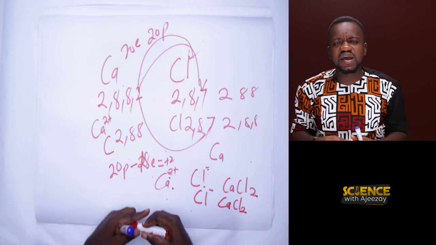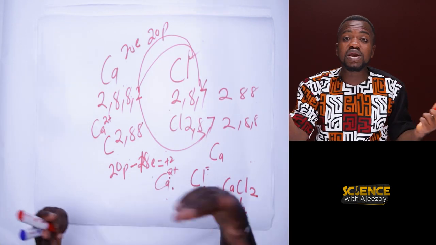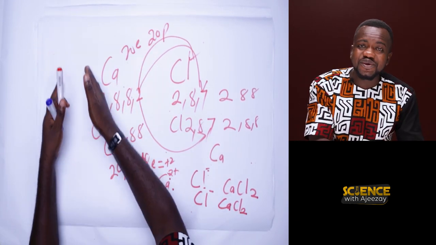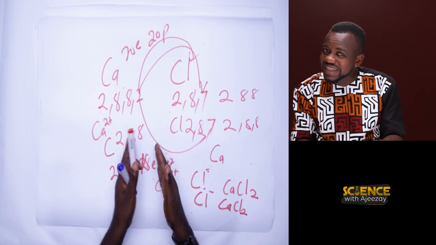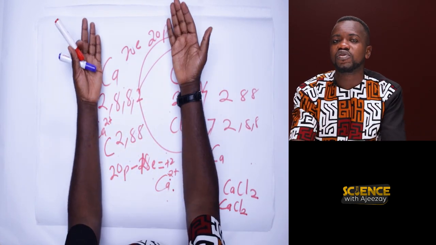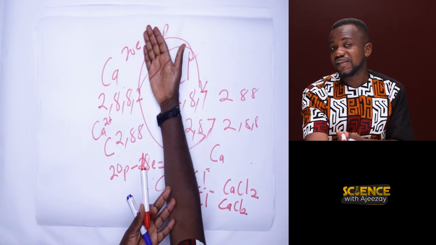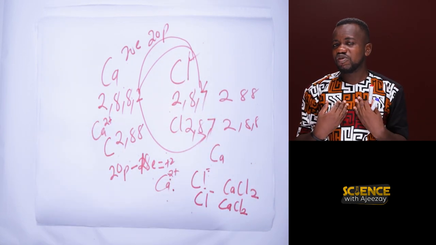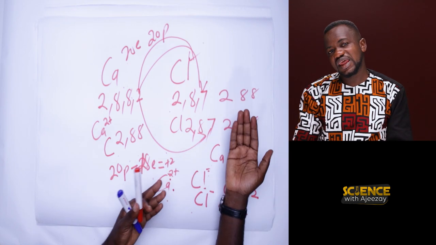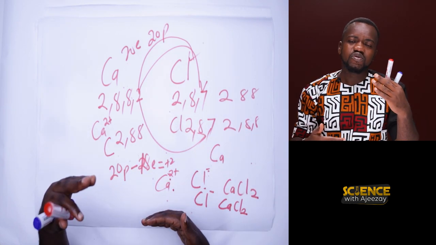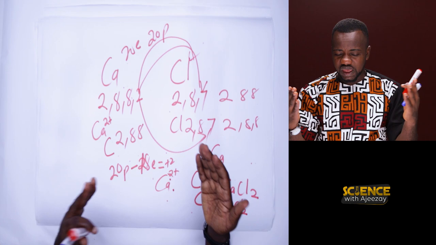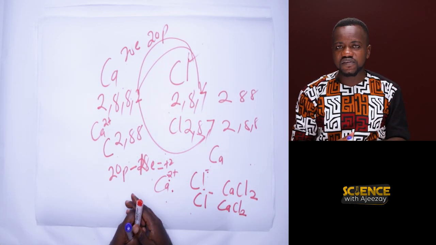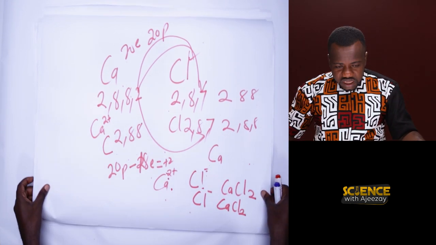So this is basically ions, and we have so many of them. We have cations and anions. When you lose, you become plus, that's a cation. When you gain, it becomes minus, that's an anion. So when an atom gains electrons, anion. When an atom loses electrons, cation. I think it's clear. With this in mind, let us continue to look at valency in the next one.